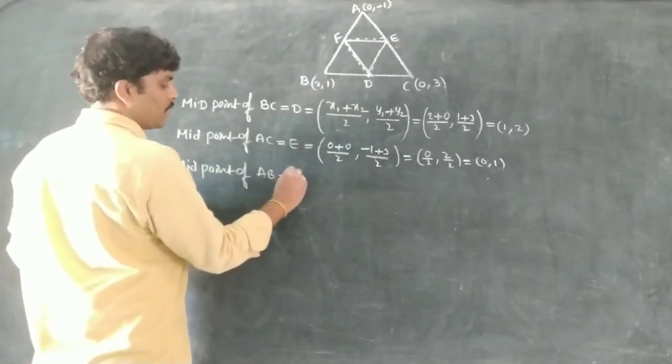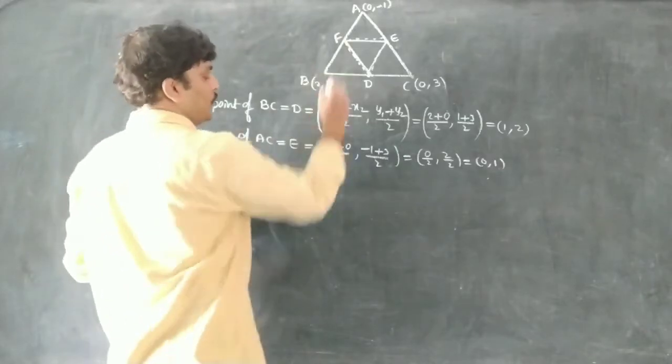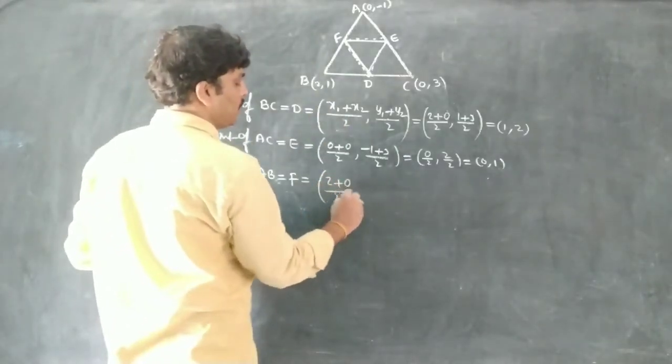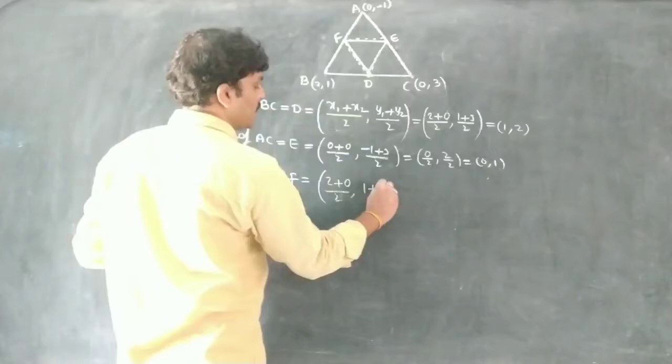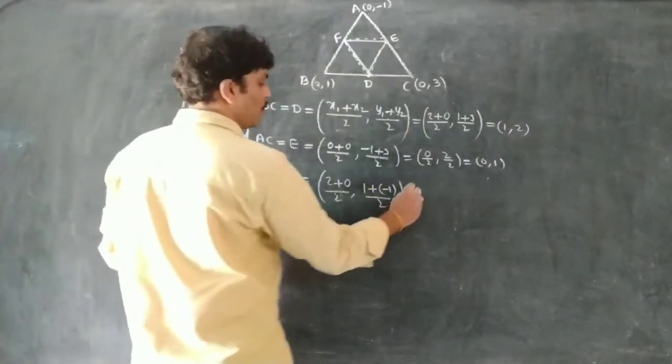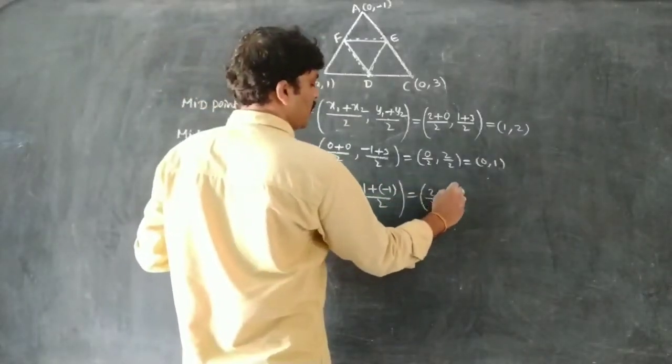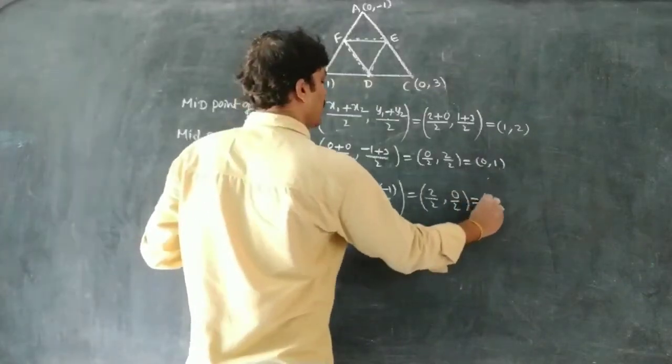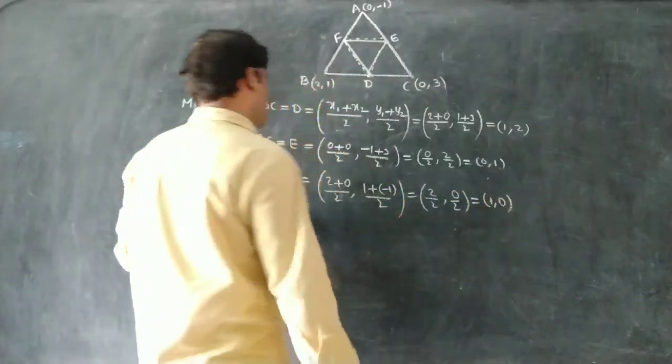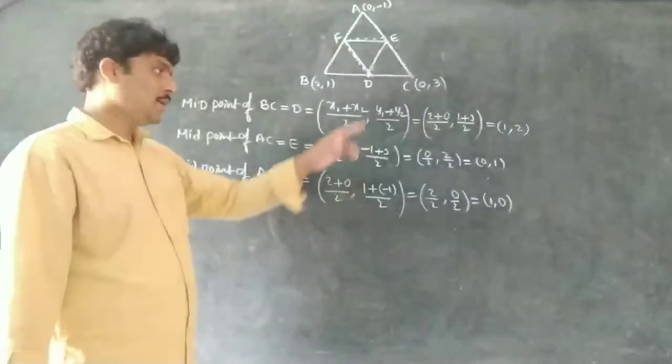Next, midpoint of AB is equal to F. 2 plus 0 by 2, 1 plus minus 1 by 2. 2 plus 0 means 2 by 2, that is 1. 0 by 2 is 0. Now we got D, E, F.